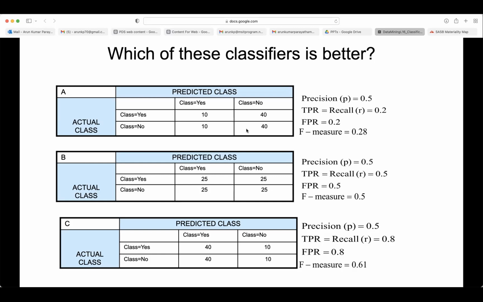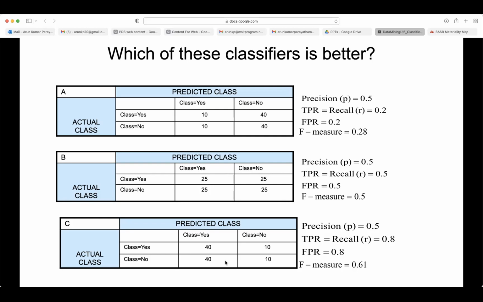In the first one, out of 50, you are able to catch only 10, right? So is that good? Even to catch the 10, you are troubling another 10 people. Your F measure is 0.28. Let's say you are getting 50%, your precision is also 50% here. Then F measure is also 0.5, accuracy is also 0.5.